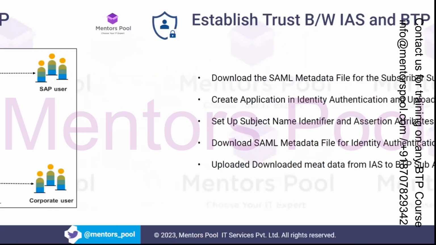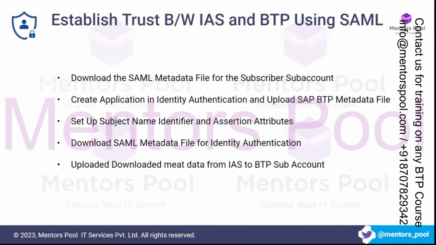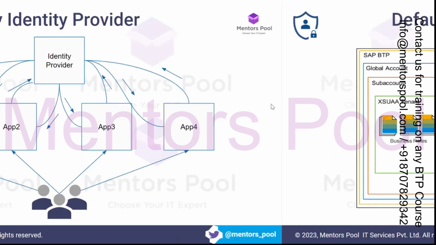Okay. So guys, let's do a hands-on on how we can integrate a custom identity provider, which is nothing but IAS, with a BTP sub account, so that any application running in a BTP sub account should be able to utilize IAS as an identity provider. Okay. Any questions anyone has? You guys are good with this?